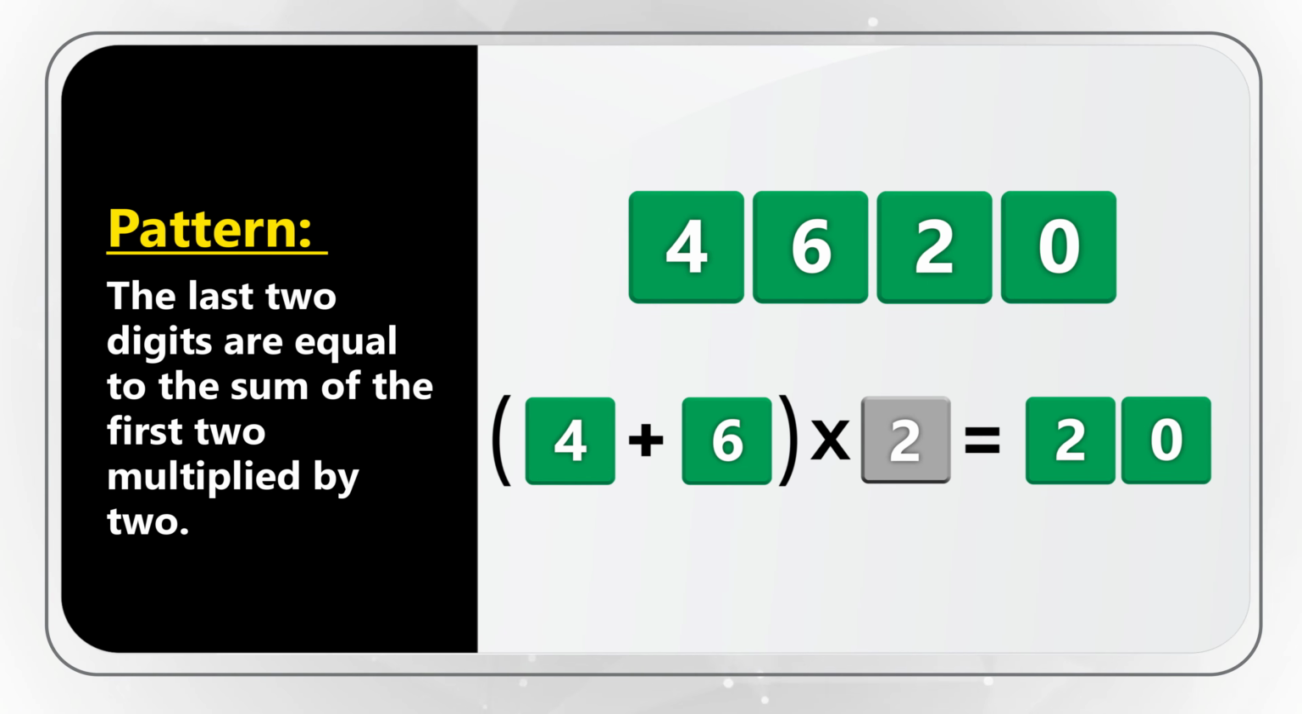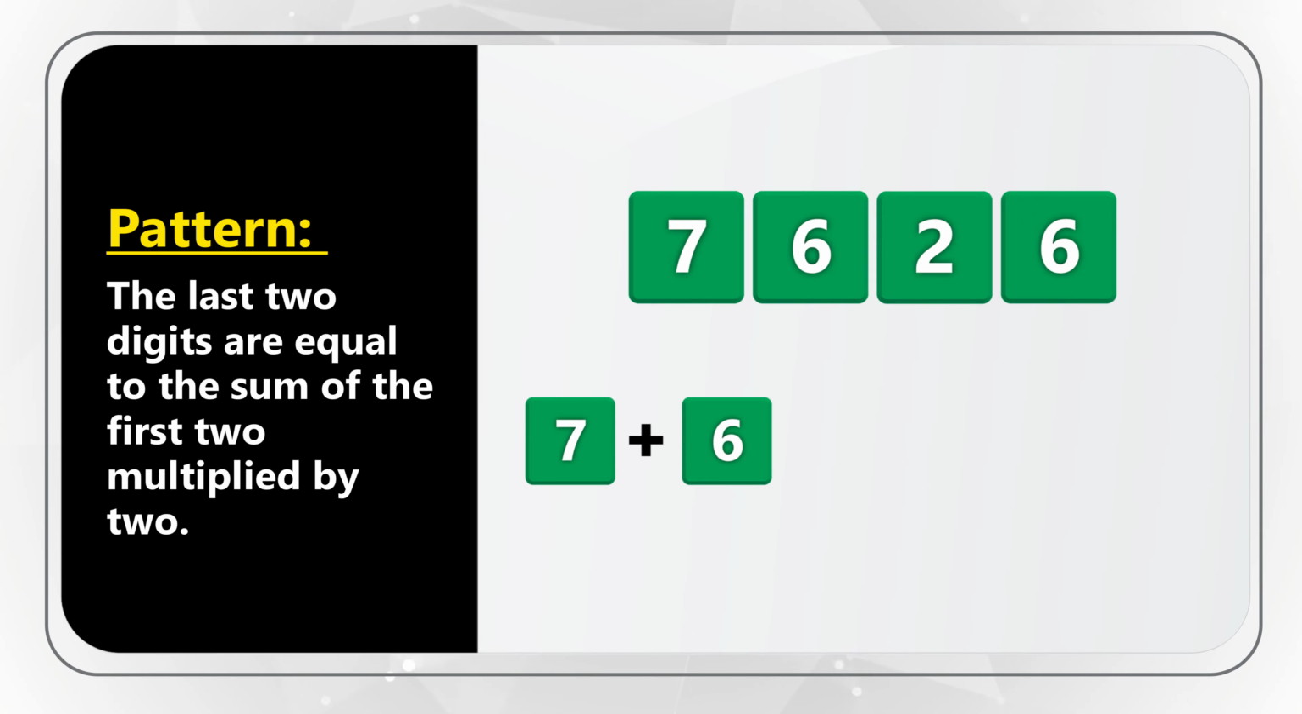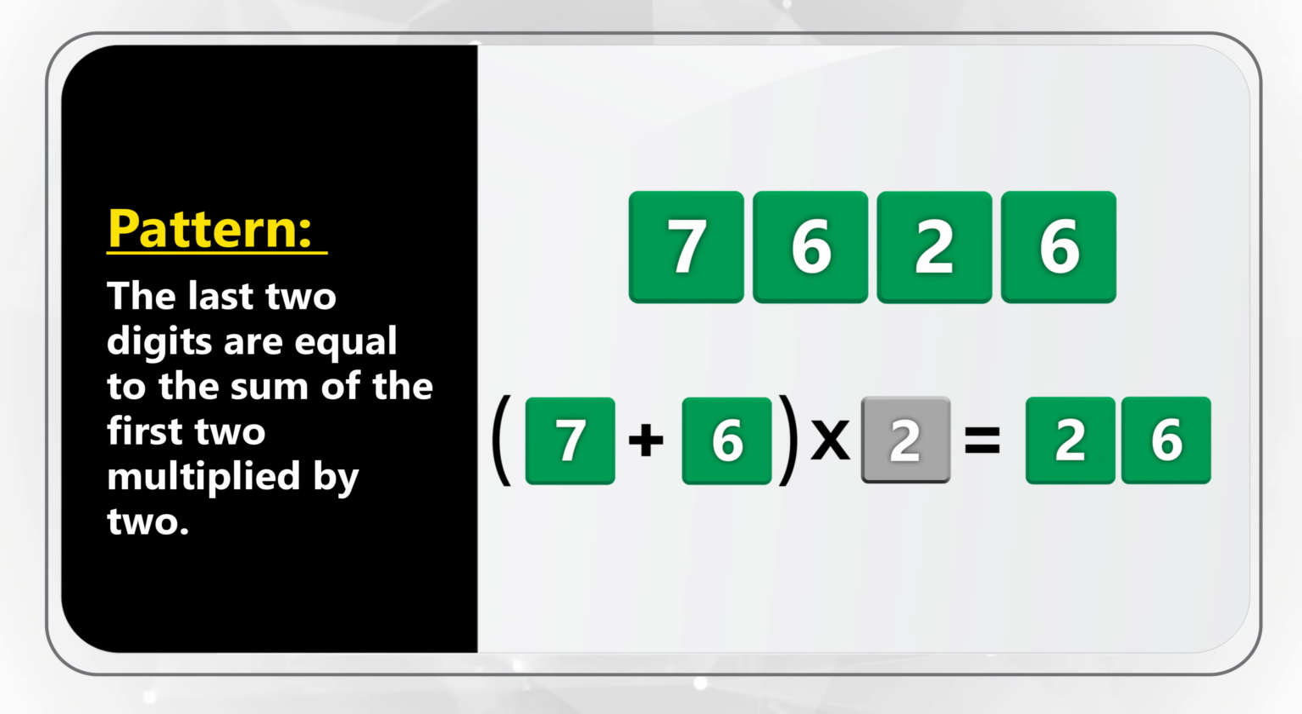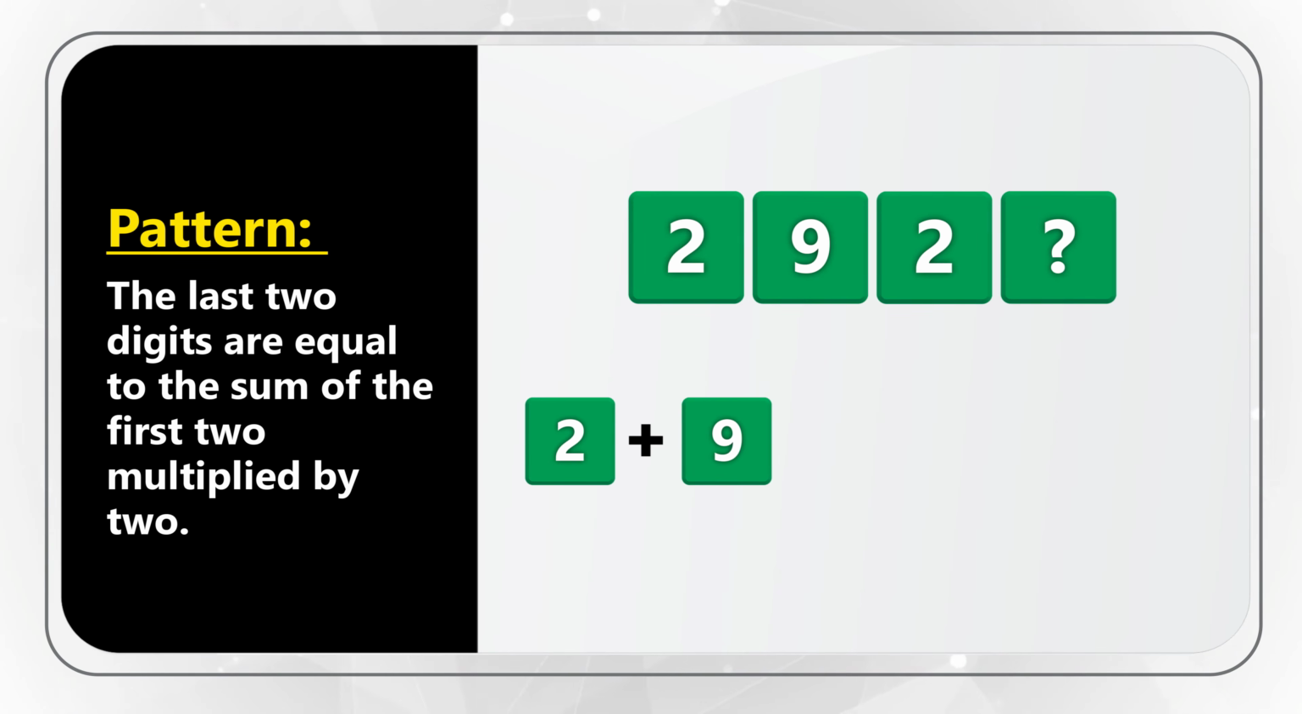And then the last row would be 7 plus 6 in parentheses multiplied by 2, which would be 13 multiplied by 2, which would be equal to 26. So the missing number would be calculated as 2 plus 9 multiplied by 2 equals 22. So the correct answer here is choice A, 2.